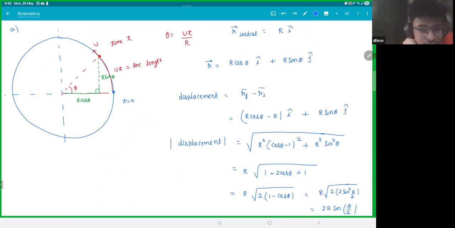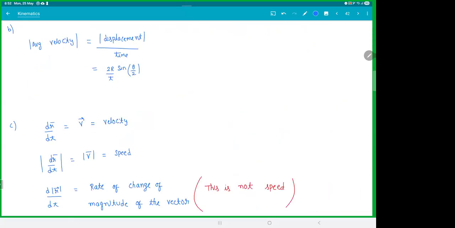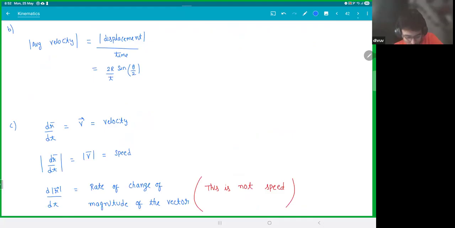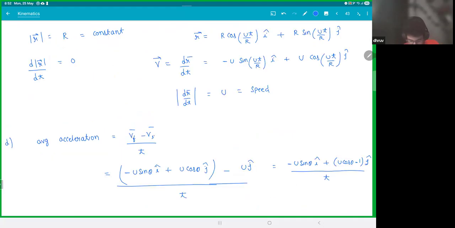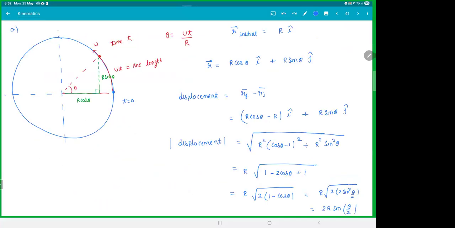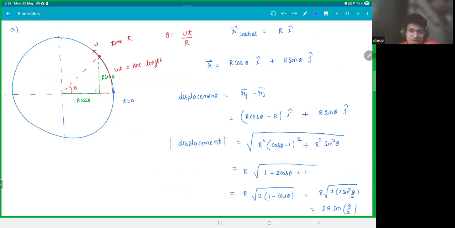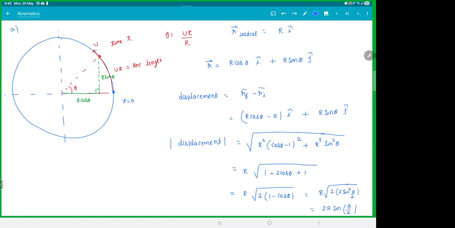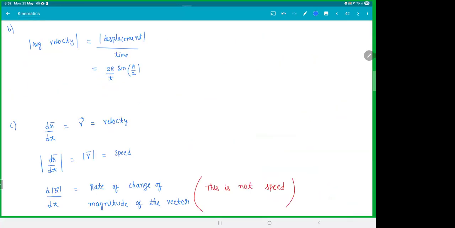Sir, but I have a doubt. In the C part, the same question, but we just got mod r is equal to 2r sin theta by 2, like the mod of displacement. This is a displacement, yes. And, oh yeah, position and, I just mixed two things. Sorry. Displacement is not r bar. Displacement is delta r bar.